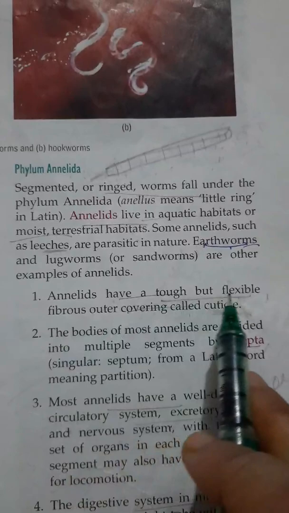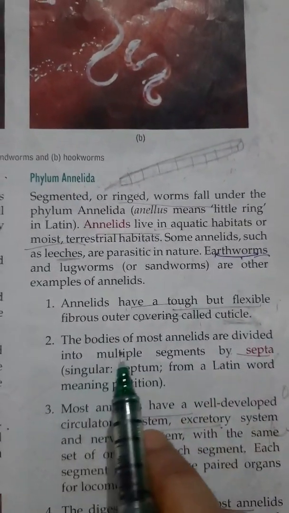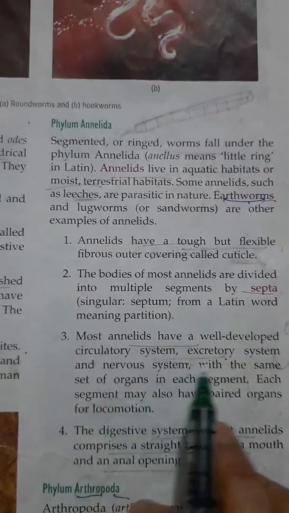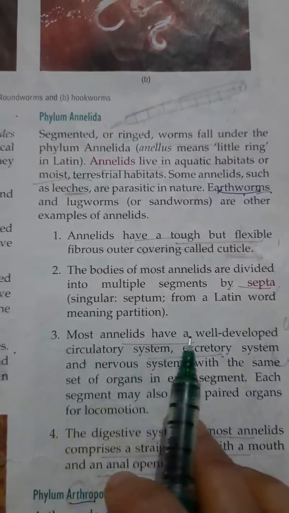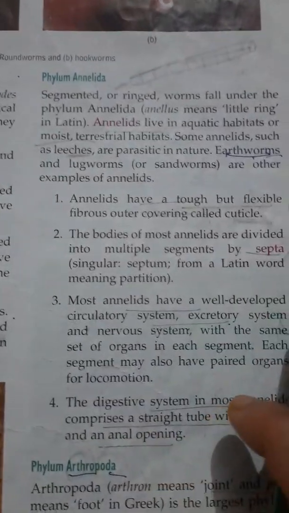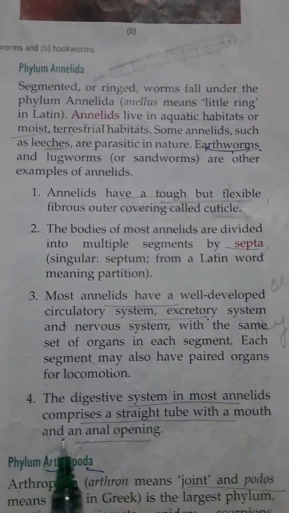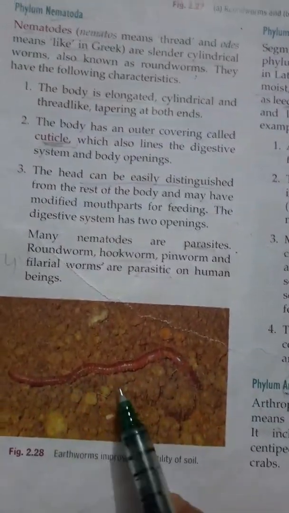Annelids have a tough but flexible fibrous outer covering called the cuticle. The body is divided into segments separated by septa. Most annelids have a well-developed circulatory system, or simply you can write most annelids have a well-developed organ system. Their digestive system in most annelids comprises a straight tube with a mouth and an anal opening. Like here you can see the earthworm.